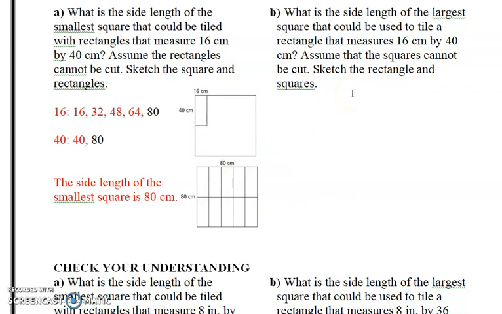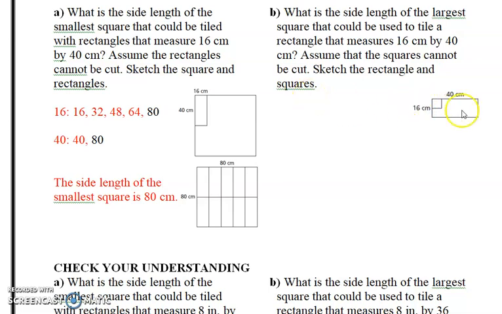The next question says, what is the side length of the largest square that could be used to tile a rectangle that measures 16 centimeters by 4 centimeters? Assume the squares cannot be cut. Sketch the rectangle in the squares. So in this particular case, we're looking for the side length of the largest square that could be used to tile the small one. So we're kind of looking inside this time, not outside, I guess, if that makes sense. So I'm going to get a diagram for an explanation.